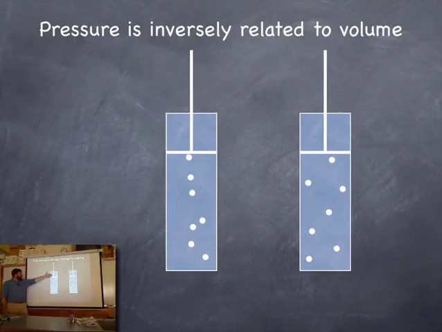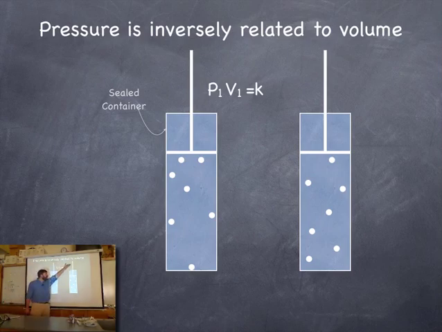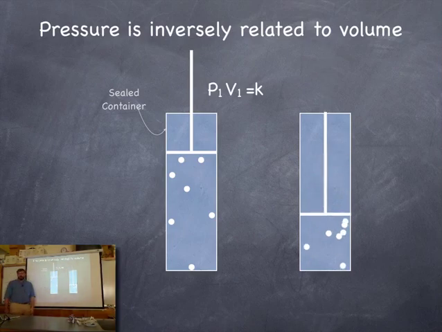I have a pump. I have gases bouncing around inside here. This is a sealed container at some pressure and volume. Okay? So the product of the pressure and the volume equals some constant. As long as I don't change the temperature or let any gases in or out, this will always equal the same number for a given setup. Now, what happens if I take this plunger and push it down?